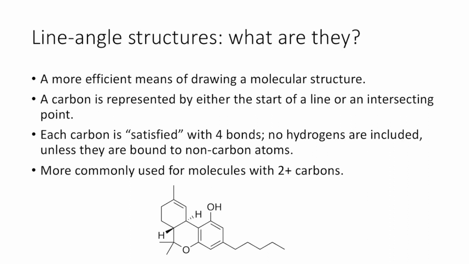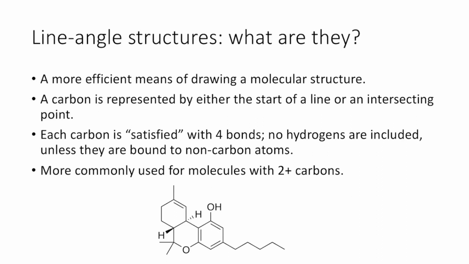In a line angle structure, carbons are represented by either the start of a line or an intersecting point. Each carbon is satisfied with 4 bonds. So you're working under the assumption that you have the right number of hydrogens or bonds to other atoms so that every carbon has 4 bonds. No hydrogens are included in a line angle structure unless the hydrogen is bound to a non-carbon atom. And line angle structures are more commonly used for molecules that have more than 2 carbons in them.